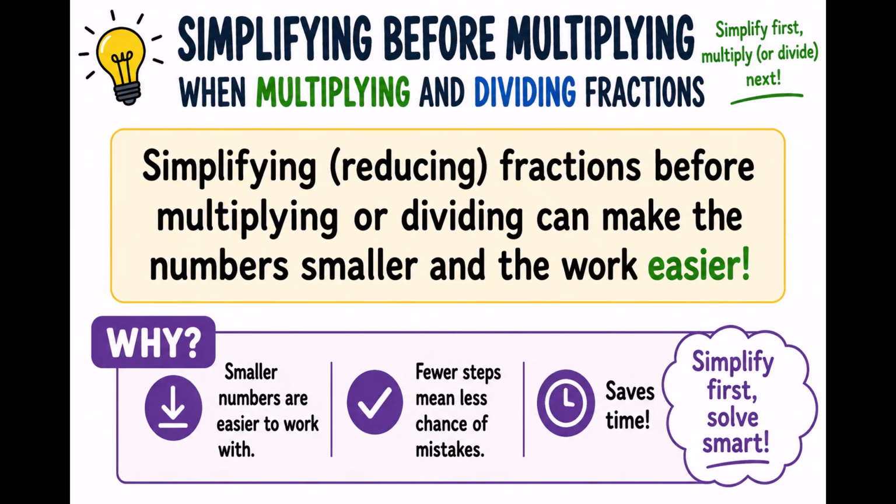Simplifying before multiplying. So simplify first, multiply or divide next. Simplifying, simply reducing fractions before multiplying or dividing, can make the numbers smaller and the work easier. Why? Because smaller numbers are easier to work with. Because fewer steps means less chance of mistakes. And finally, because it saves time. So simplify first to solve the smart way.